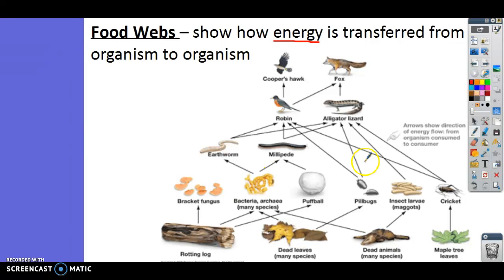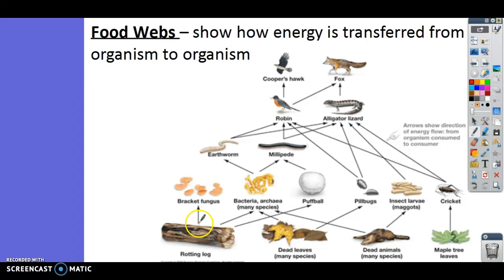So when, for example, the robin eats the earthworm, okay, the robin's getting energy from the earthworm. That's why it has to eat. That's why you guys have to eat in order to get energy. All right. So food webs show how the energy is transferred from one organism to another. Now let's take a look at these arrows on this food web. What do you notice about the arrows? What direction do they always point?